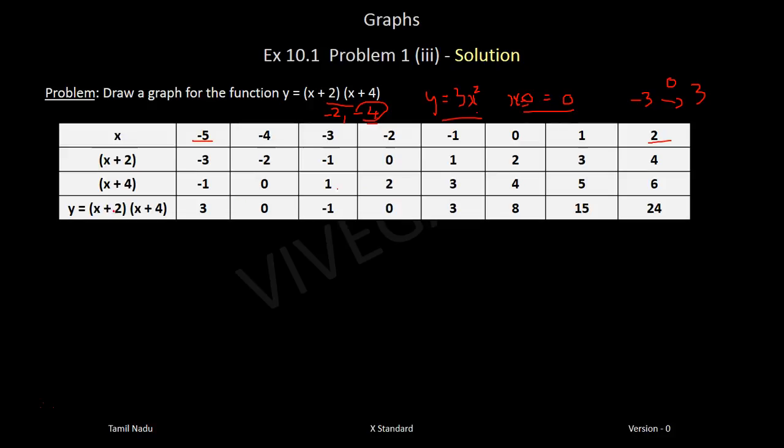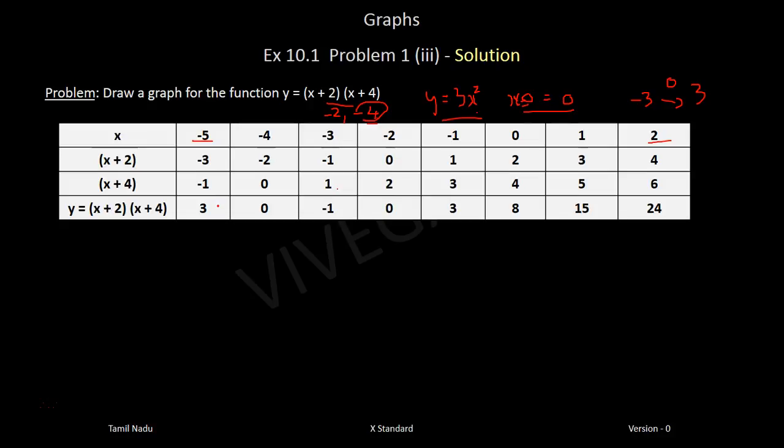Now, what is our y? y is the product of these two factors. So this into this will give you the y value for this x value, right? So minus 3 into minus 1 is 3, minus 2 into 0 is 0. Do the multiplication of these two rows, and you will get the values of y. Now we have the values of x and the corresponding values of y, so we have got the points which need to be plotted.